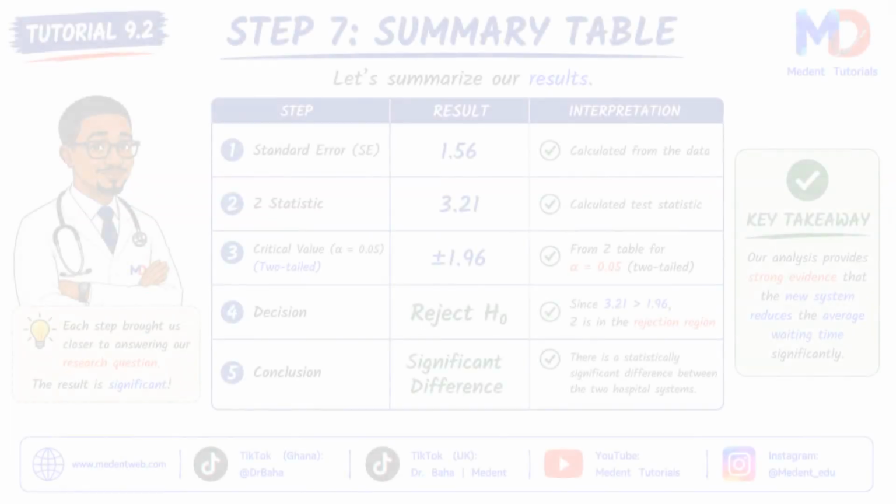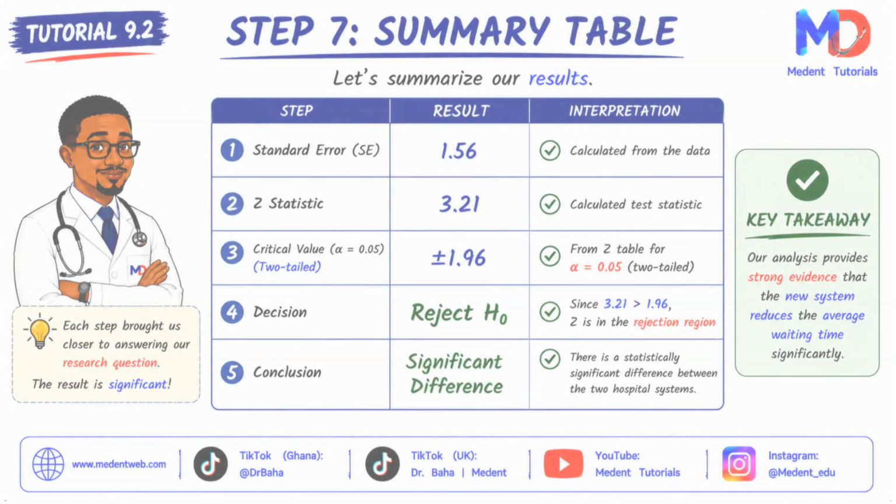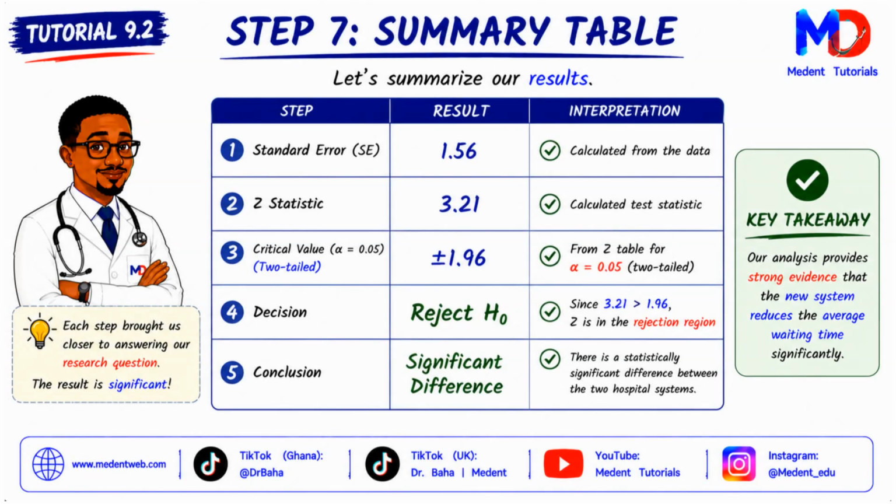Now let's summarize our results. So the standard error is 1.56. The calculated z statistic is 3.21. The critical values are plus or minus 1.96. And because the z statistic exceeds the critical value, we reject the null hypothesis and conclude that there is a statistically significant difference.